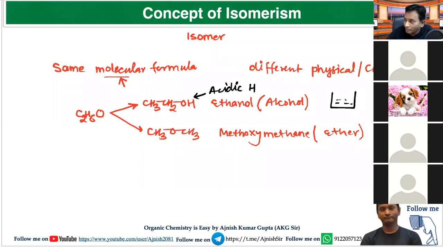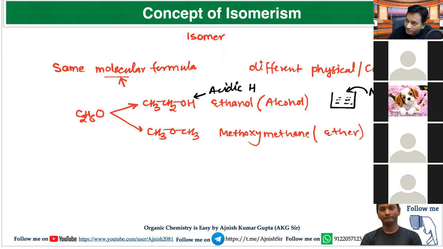Any compound in which an electronegative atom is directly attached to hydrogen can be analyzed by adding sodium metal. If sodium metal is added to a container that has an electronegative atom directly attached to hydrogen, hydrogen gas will be evolved. So if ethanol is taken into a container and I add sodium metal over it, hydrogen gas will be liberated. This indicates that ethanol has acidic hydrogen. But if I take methoxymethane into this container and add sodium metal over it, then no hydrogen gas will be liberated.